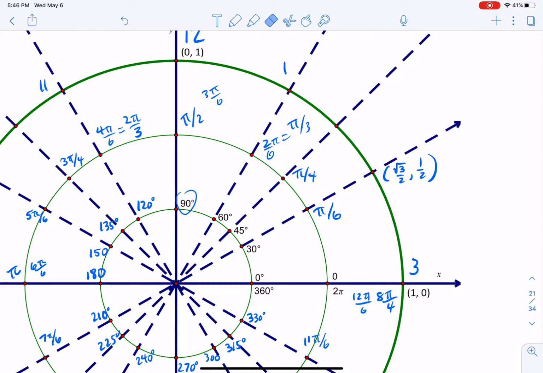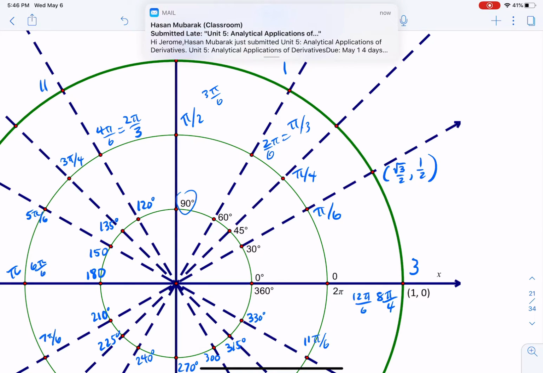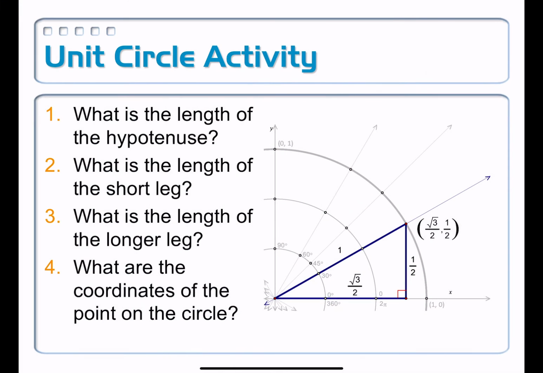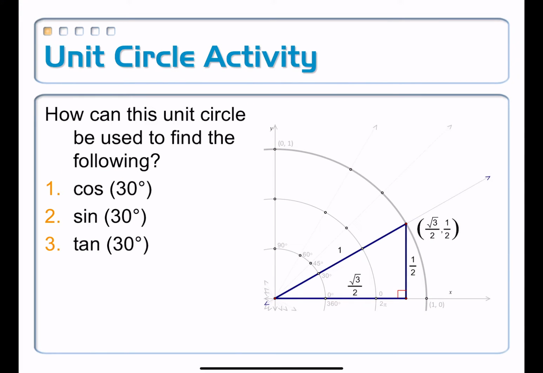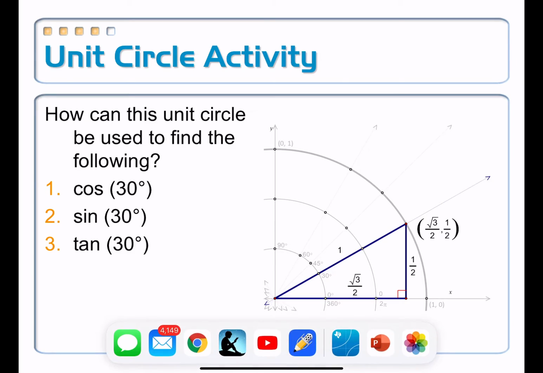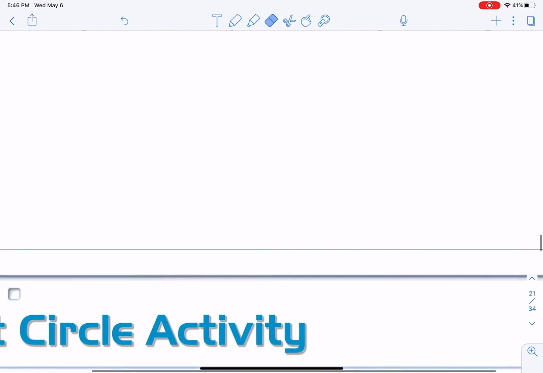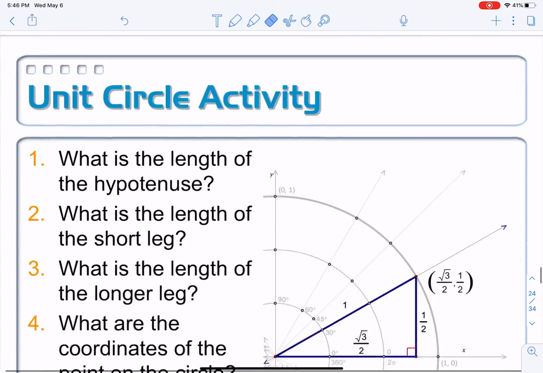Okay, so now we're going to see what is the connection between that point and the trigonometry that we've been doing so far this lesson. Okay, so how can this unit circle be used to find the following? We have the cosine of 30, we have the sine of 30, and we have the tangent of 30 degrees. I need some place to write. It's going to be way, way, way down here.